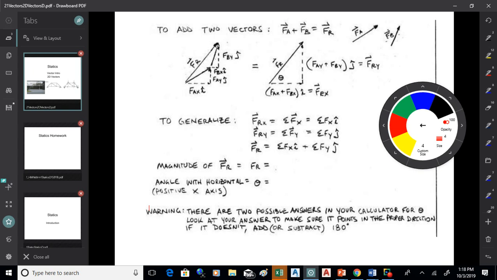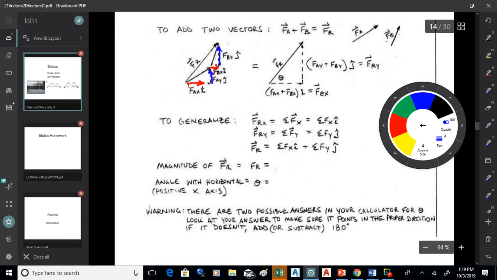So when I'm doing vectors, there's a step that precedes the arithmetic, and that step is to do some trigonometry and get the components. Okay. So for these two vectors, F_A and F_B, I would use trigonometry to break them up into x and y components. So there's F_Ax, and there's F_Bx, and there's F_Ay and F_By.